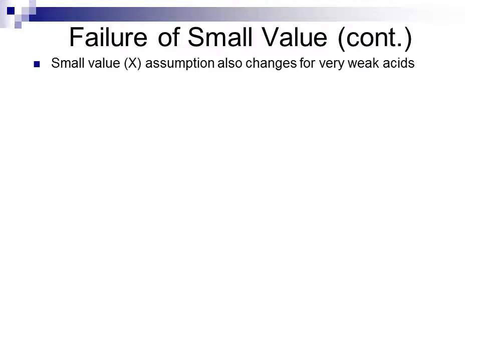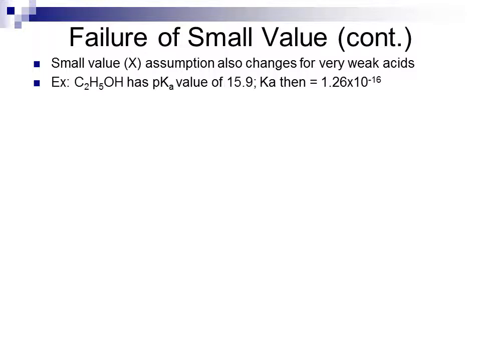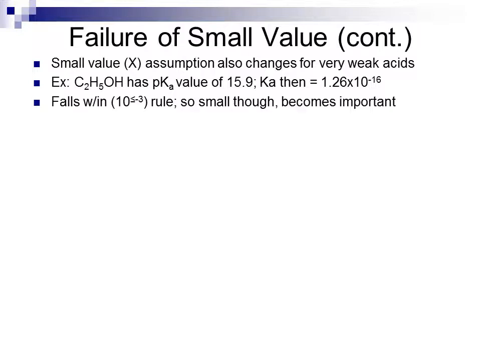We can also have our small value assumption fail in cases where we have very weak acids. For example, ethanol can function as a very, very weak acid with a pKa value of 15.9. The Ka value for that then is 1.26 times 10 to the negative 16. Now this does fall within our rule of 10 to the negative 3 or less, so negative 3, negative 4, negative 5, whatever. However, it is so small, it becomes important.